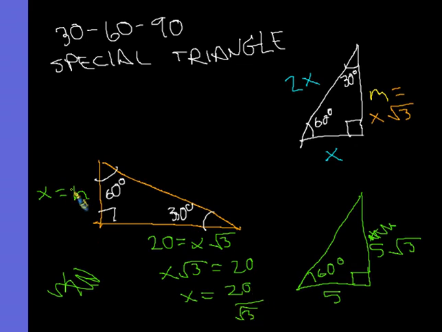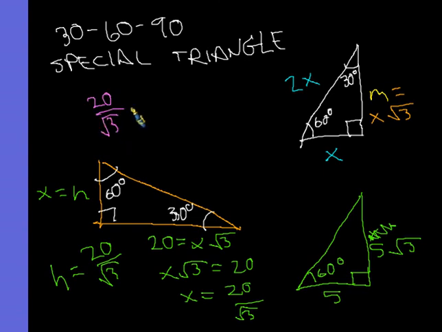So yay, we just figured out that our height must be equal to 20 divided by root 3. Okay, we can do that. Now again, just like I showed you before, we might want to rationalize that denominator. So if we have 20 divided by root 3, we can multiply by root 3 over root 3, and that gets us 20 root 3 over 3.